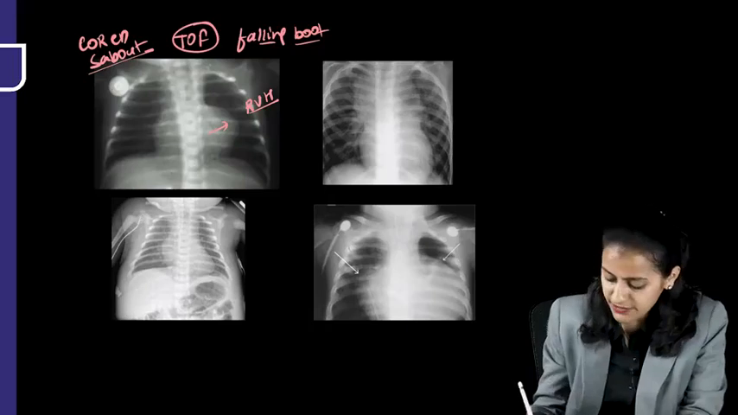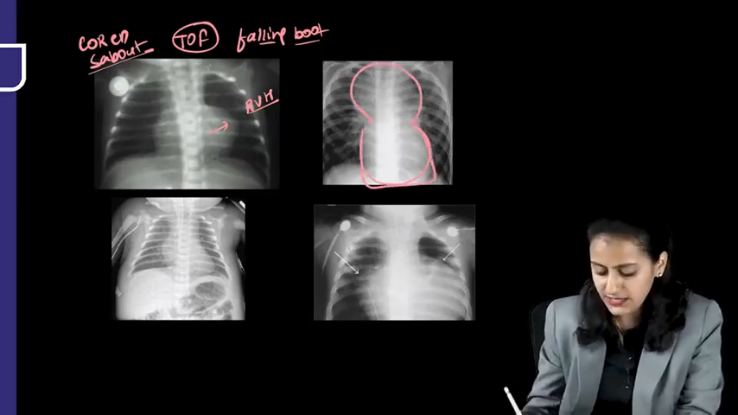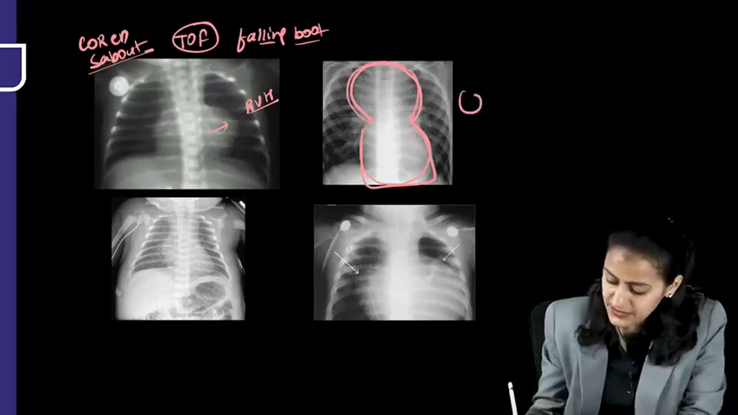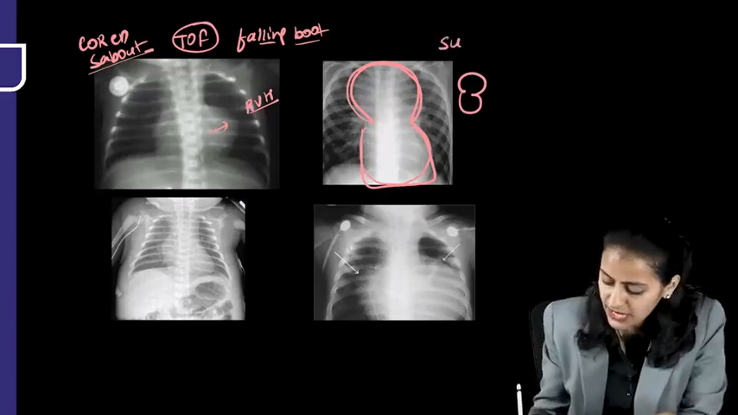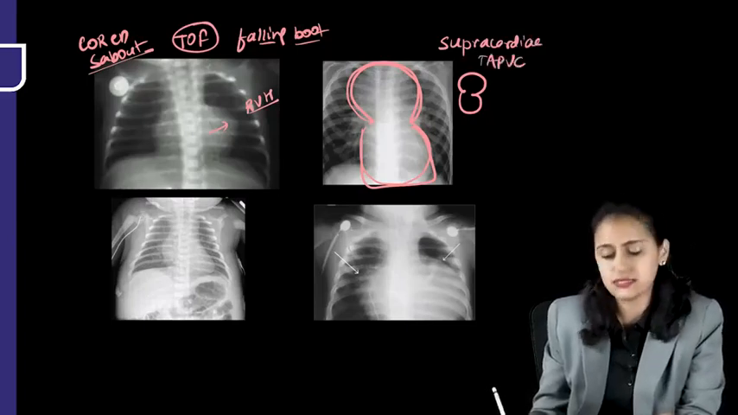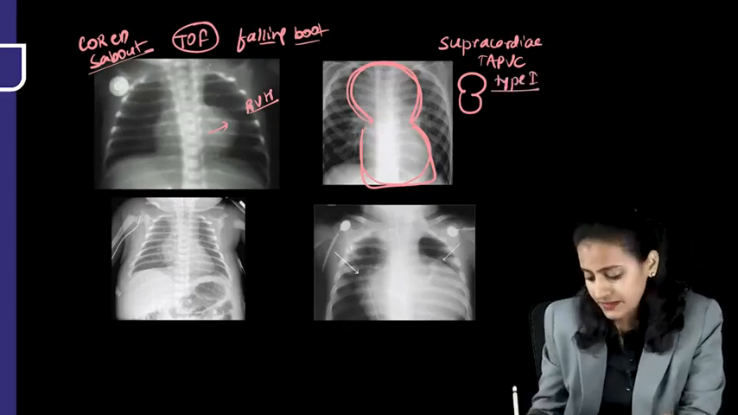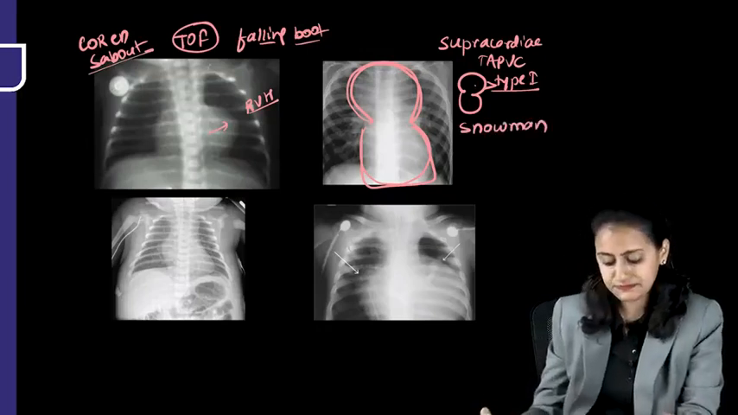The next that we have here is this figure of 8 appearance of the heart. So above the normal heart shadow, we are seeing another shadow which is the abnormal vertical vein. This is the figure of 8 above the heart. So this is supracardiac TAPVC, total anomalous pulmonary venous connection, which is also called type 1 TAPVC. The figure of 8 heart is also called the snowman heart.